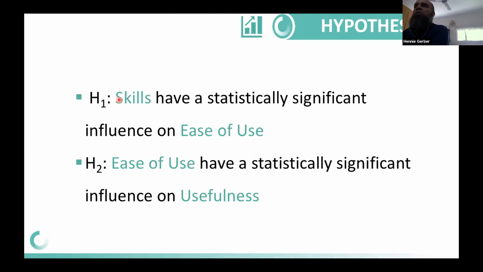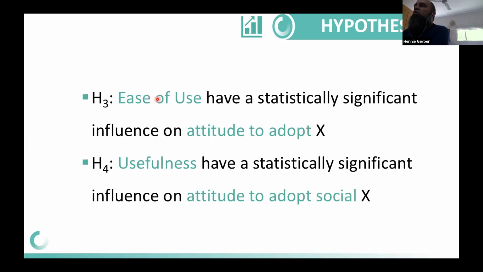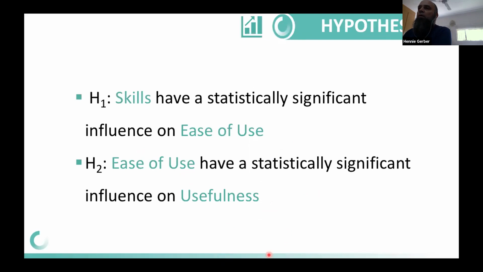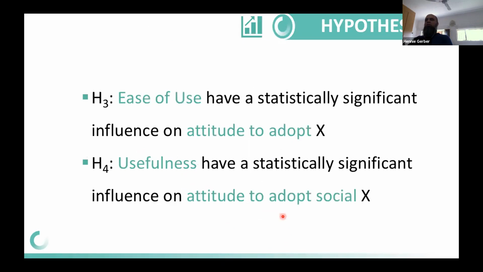So skills have a significant influence on ease of use, which has a significant influence on usefulness, and then ease of use has a significant influence on attitude to adopt, and usefulness has a significant influence on attitude to adopt. So you can see from this model here, you'll be able to test your hypothesis. Okay, so that's a proposed modeling technique to be able to test these hypotheses.